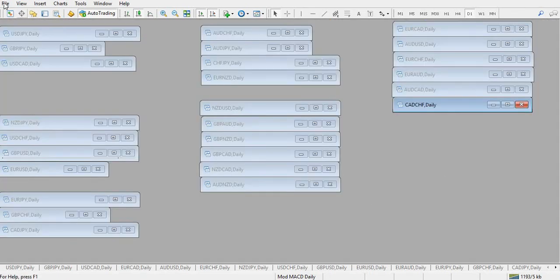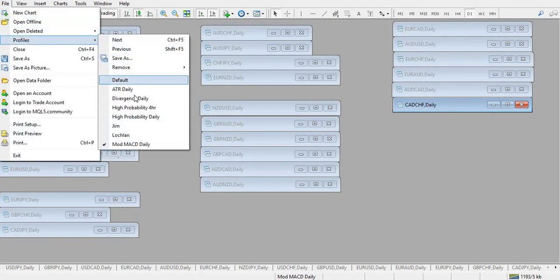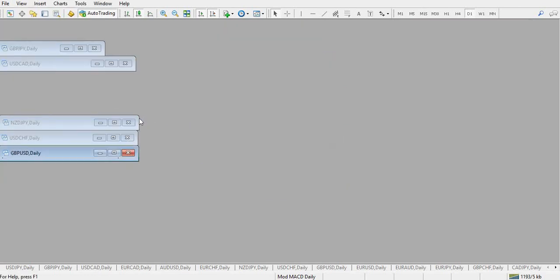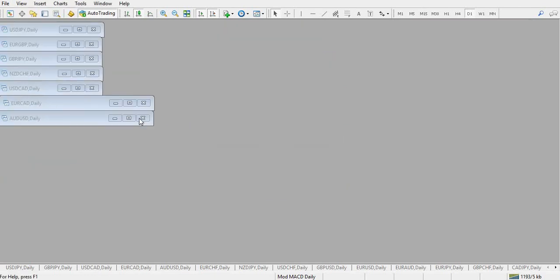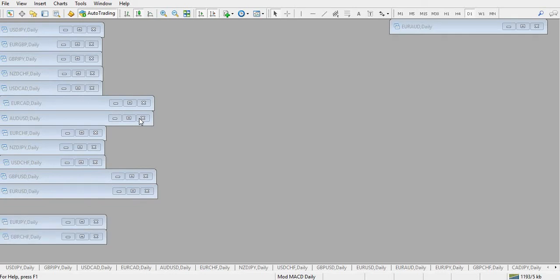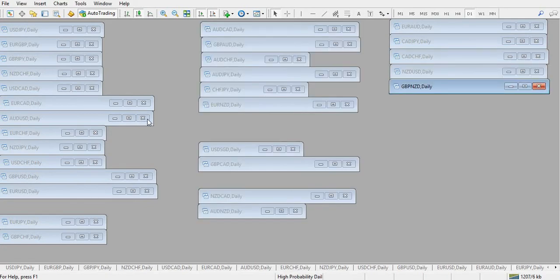Alright, we'll just move over to the high probability charts daily. A little bit of action on these two, but no new trades I don't believe, just all trade management, which is pretty common. It's a pretty quiet day yesterday in the markets, but seemed to do a bit this morning.